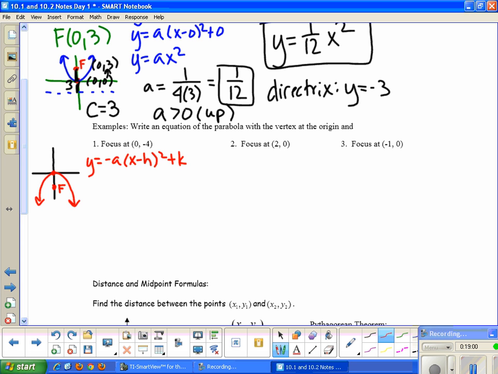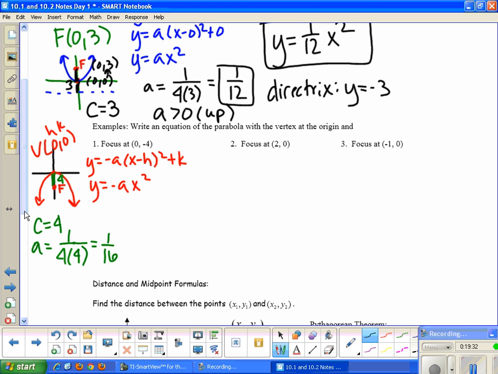So I know my vertex is (0, 0), which is my h and my k. So really I have y equals -a x squared. So the distance, c, from here to here would be 4. So we went down 4. So that means that my c value is 4. So then the absolute value of a would be equal to 1 over 4 times c, which is 4. So that gives me 1 over 16. But since my graph is opening downwards, I know it has to be negative. So y equals -1 over 16 x squared would be my equation.